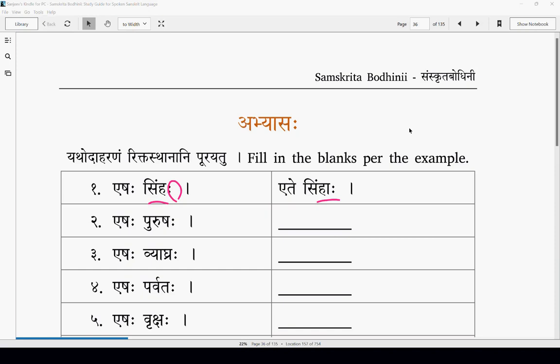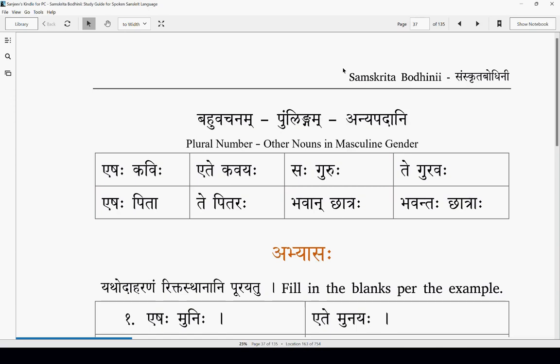Simhaha. This one is difficult to say, but simhaha. Purushaha. Vyaghraha. Parvataha. Ruksha. If you are speaking to yourself, you can say it better. Then here we are talking about this bahuvachanam pullingam anya padani.